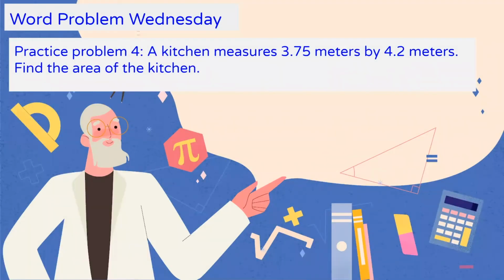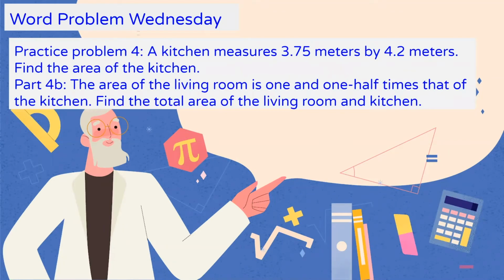Another problem, problem number 4. This is going to be the first of 2 parts. The kitchen measures 3.75 meters by 4.2 meters. Find the area of the kitchen. You should remember your area formulas, and if not, we'll go over it in the solution.